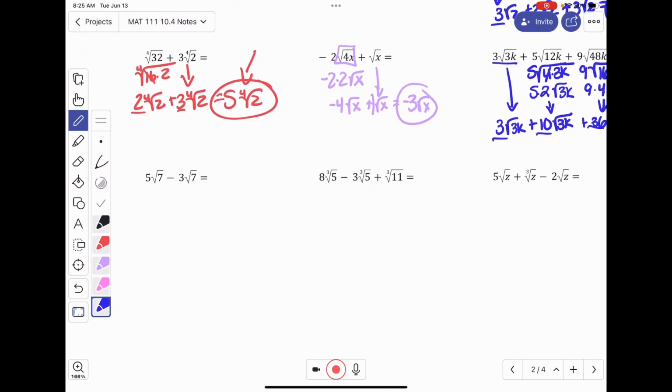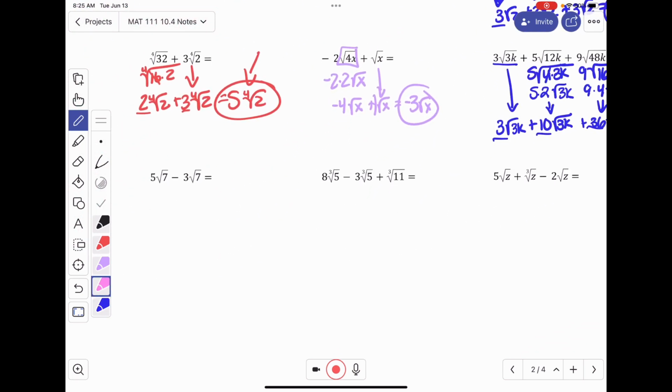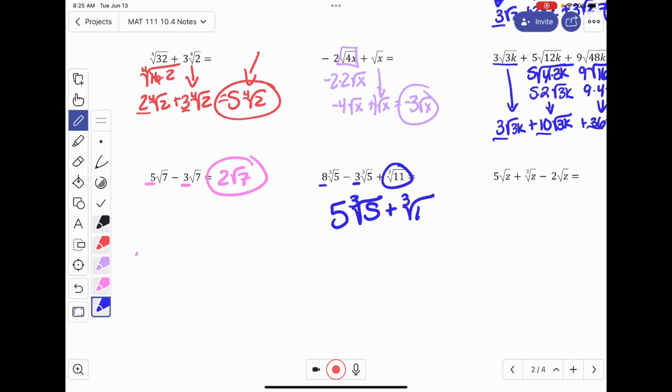All right, here's a couple more. Subtracting, same exact thing. We're just going to subtract like terms. 5 minus 3 is 2. And we've got that. Here, we can do 8 minus 3 is 5. This last one has an 11, so we can't combine that. So this is going to make cubed root 5. And then we just carry the cubed root 11 down.